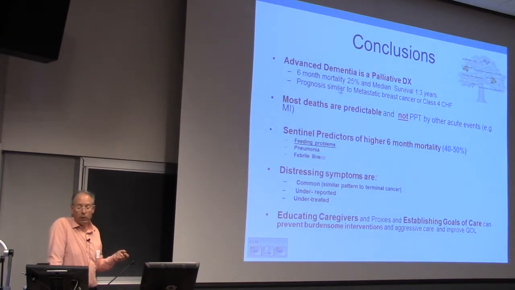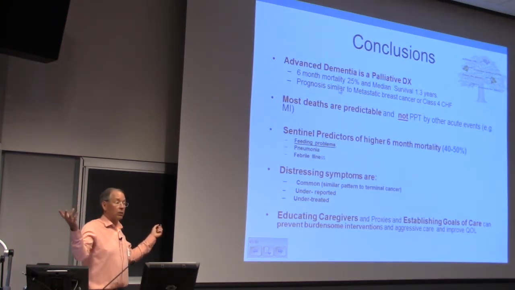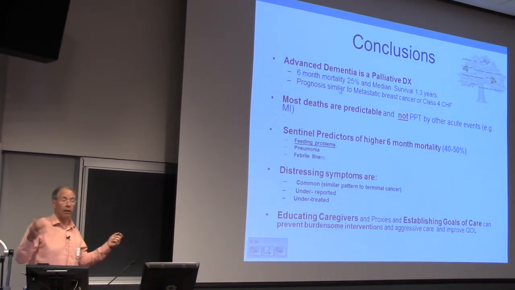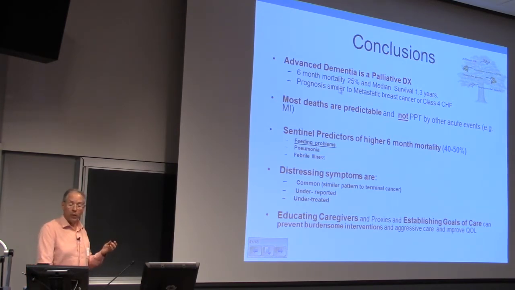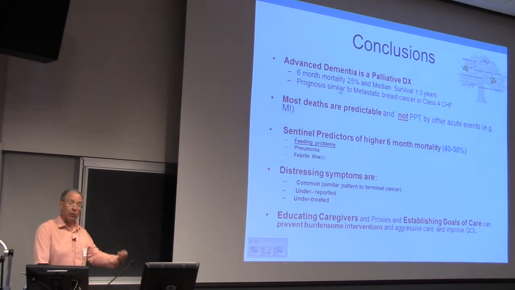Second take-home point is that most of these deaths are predictable, and they're not precipitated by out-of-the-blue acute events like an MI or a stroke. I mean, people do get MIs, they get strokes, they have other things that happen. But most of these people, they die from aspiration pneumonia, a lot of these people. And infection, their immune system is shutting down too. Urosepsis, recurrent urosepsis.